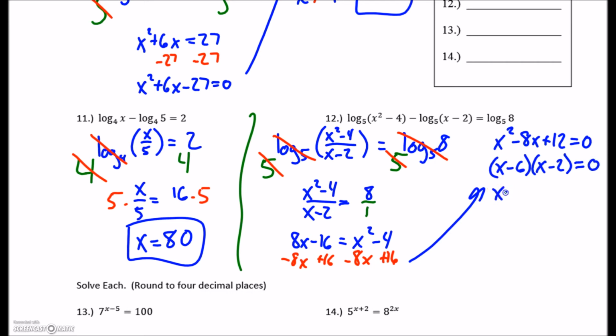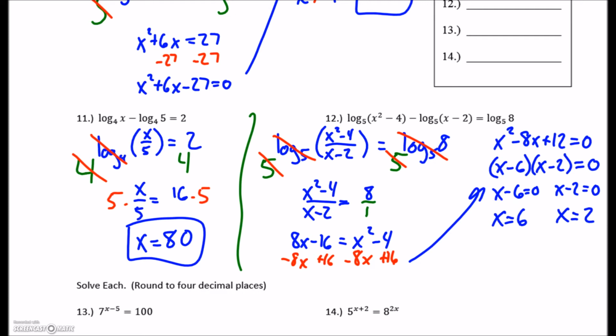I set each factor equal to 0. That got a little bit too close. Let me scoot that guy over. And now I solve each. Here I add the 6, so I get x equals 6. Here I add the 2, so I get x equals 2. And then you plug these back in, make sure they work.